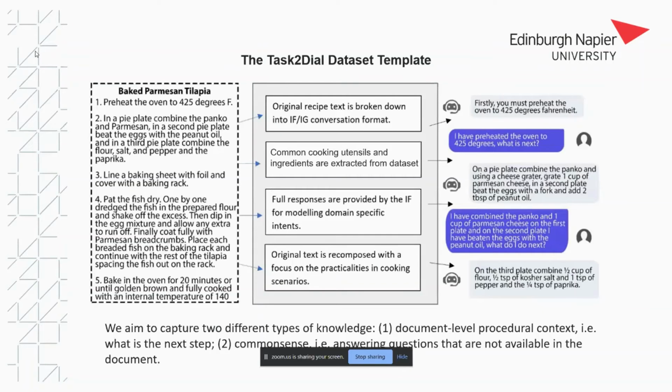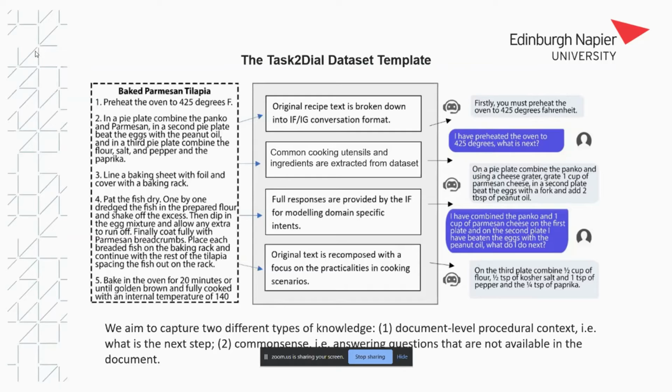So we created a dataset template. If you look on the left-hand side, you'll see the original recipe. And what we wanted to do is to format this, break it down further from a block of text into the information giver follower format. We wanted to focus on common cooking utensils and ingredients that we want to extract from the data set and create additional data sets using them.